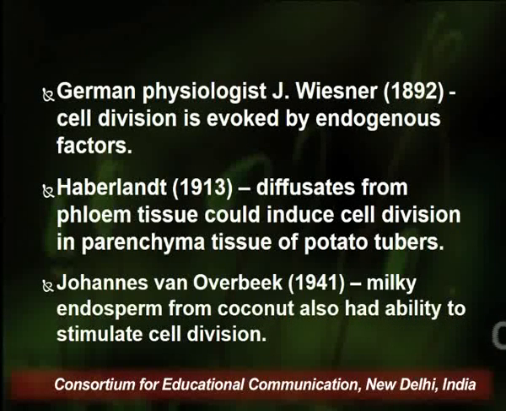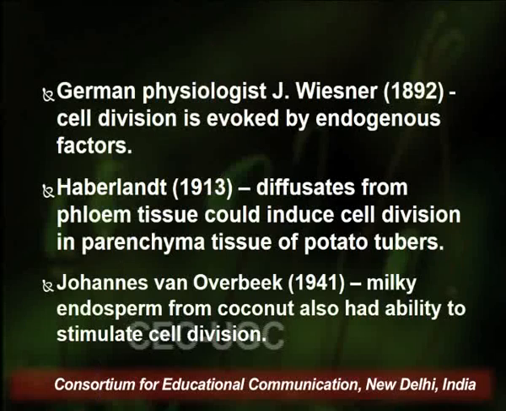Later in 1913, Haberland isolated certain diffusates from the phloem tissue. He was not able to elucidate the exact compound, but he identified a crude extract or diffusate from the phloem tissues that was responsible for inducing cell division in the parenchyma tissue of potato tubers. So this was another instance where scientists came to know about certain cells, also present in the vascular tissue, that induce cell division.